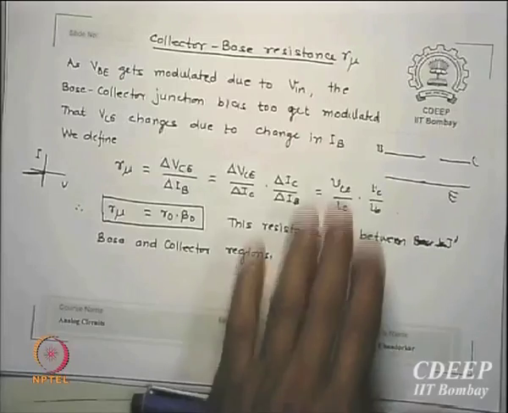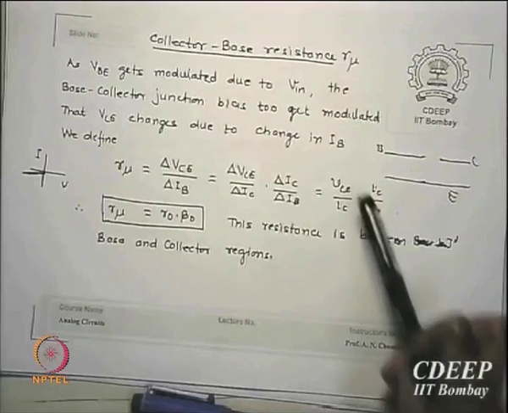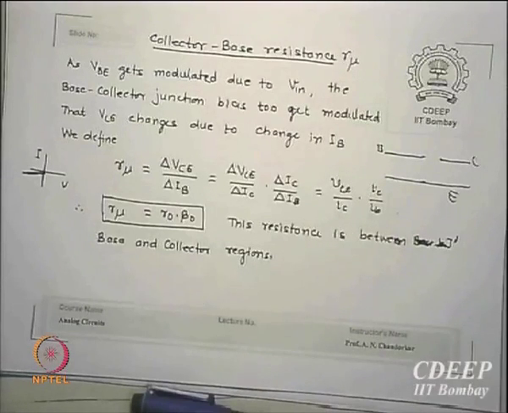If that is so, if I take delta VC by delta IB, which is VC by IC by beta, I get r mu by the same simple method. r mu is beta times r0, and r0 is related to what? Early voltage by collector current. So I know this. Beta is how much? Not less than 100 normally. r0 is how much, as we calculated just now? Hundreds of kilo ohms. Into 100, so how much is it? Tens of mega ohms or above.